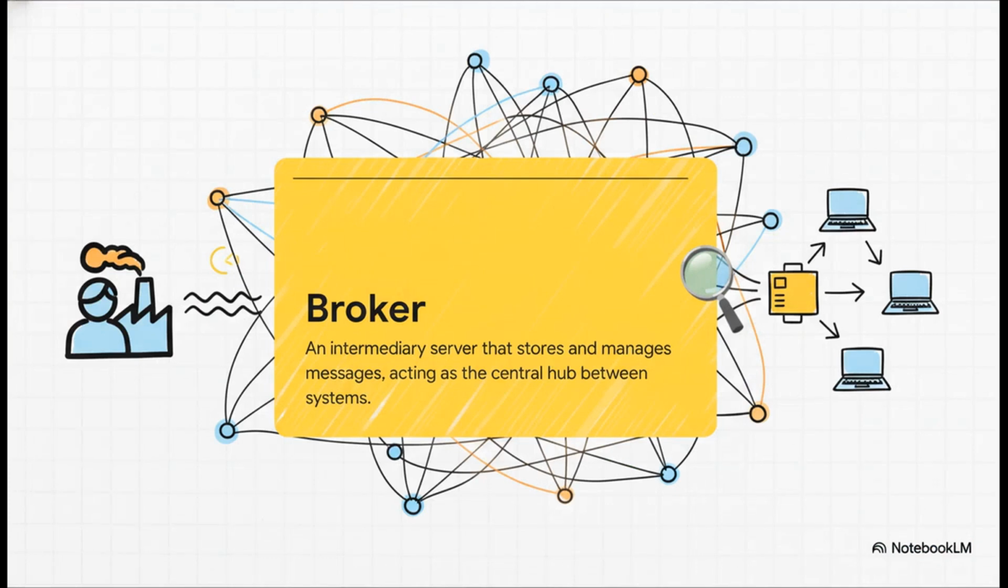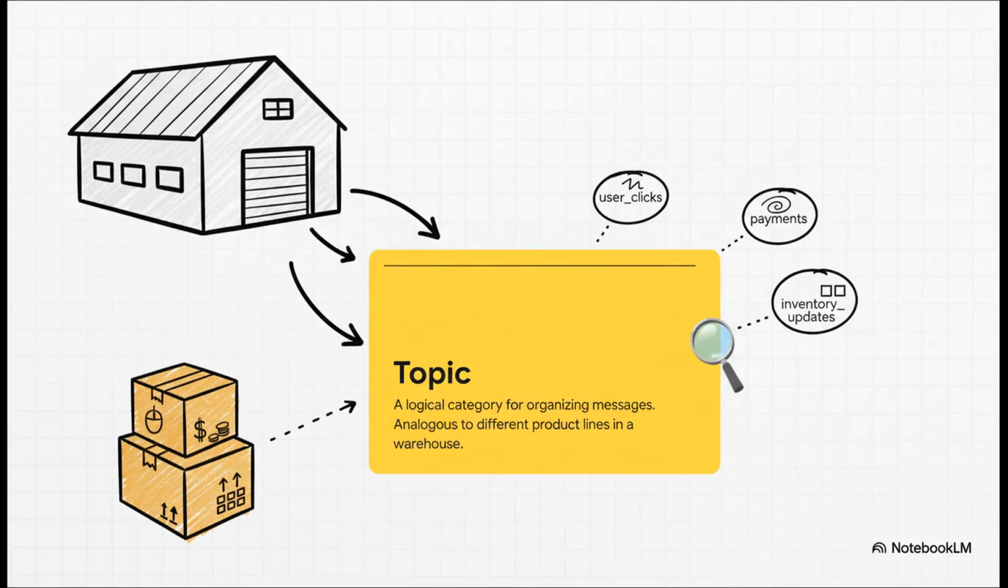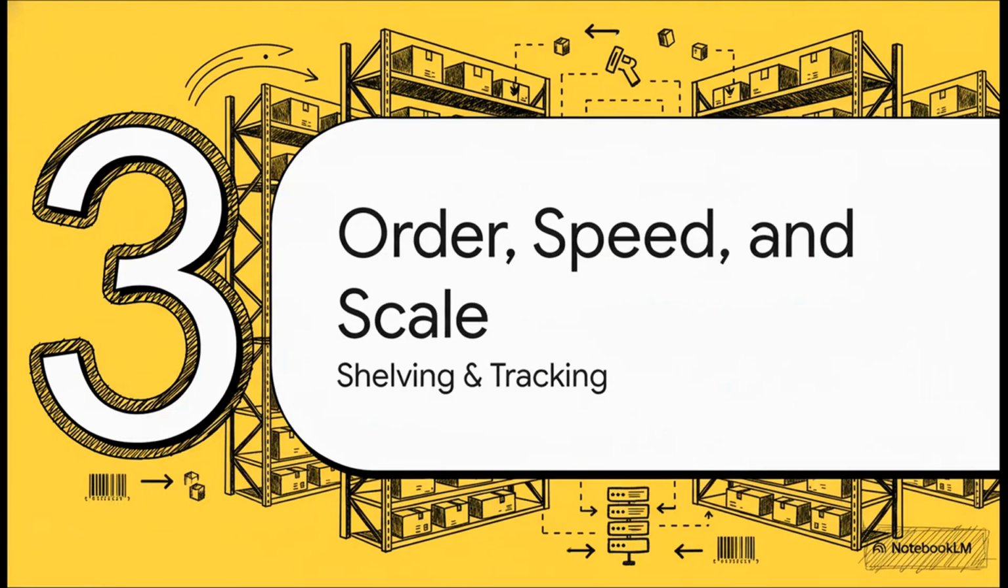Right, so the brokers are the middlemen. They're basically just servers that live between the producers and consumers. Their job? To take in, store, and manage all those messages. Seriously, they are the central nervous system of this whole operation. But you can't just dump everything into this giant warehouse willy-nilly. That would be a mess. Instead, messages get organized into what are called topics. And these are just logical categories. It's exactly like a real warehouse having an aisle for electronics, another for clothing. In our world, you'd have a topic for, say, user_clicks, another for payments. It's all about organization.